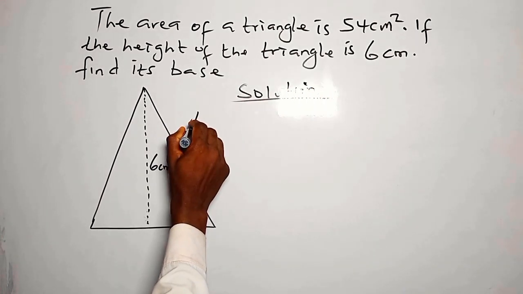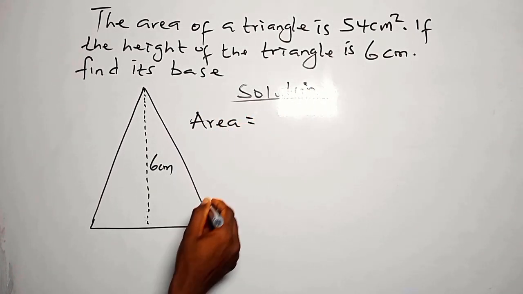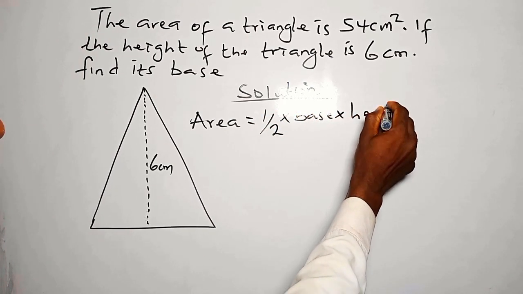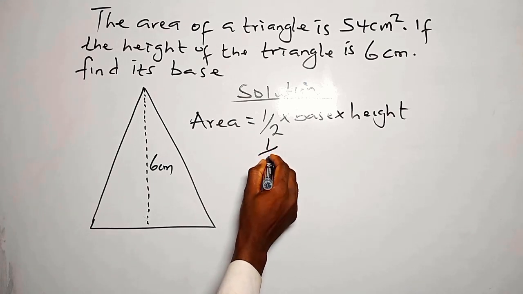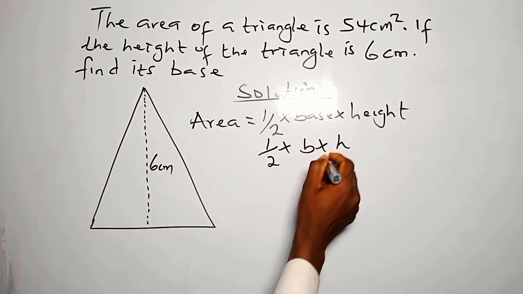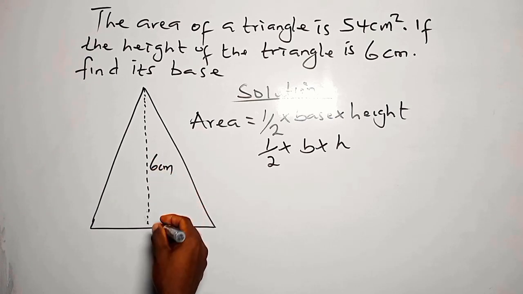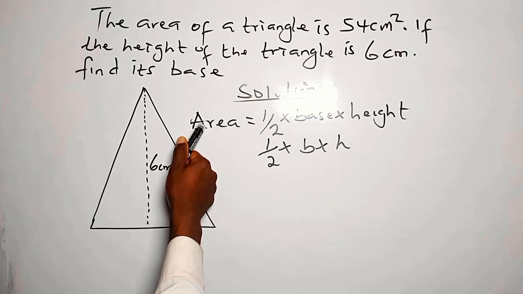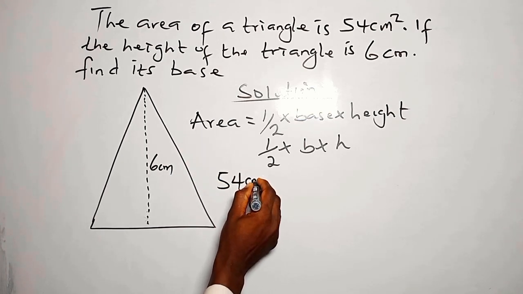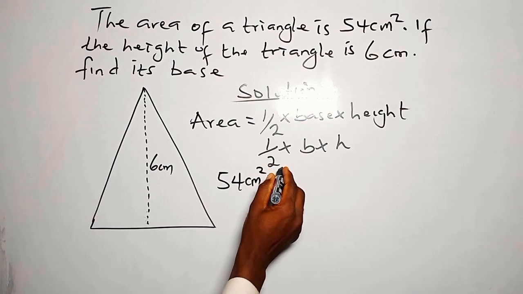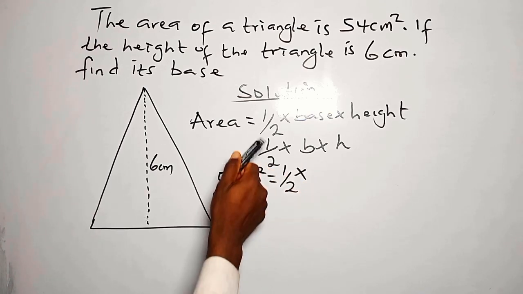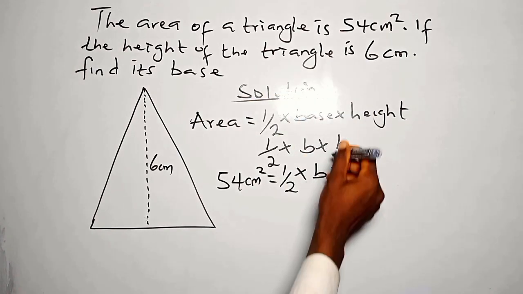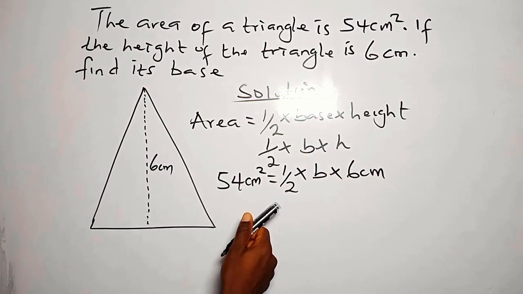For a triangle, the area equals half times base times height, which we shorten as half times b times h. In the question, the area of the triangle is 54 centimeters squared, so we have 54 centimeters squared equals 1/2 times the base, which is not given, times the height, which is 6 centimeters. So what do we do from here?